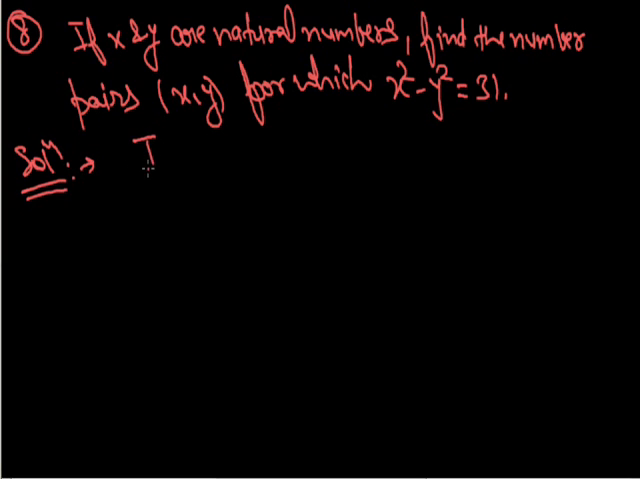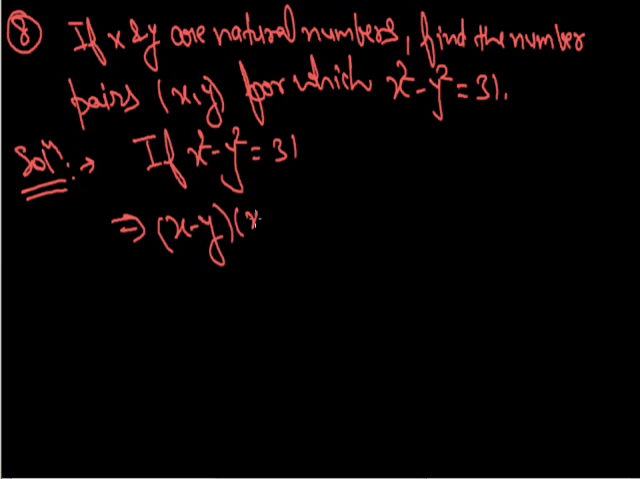Now it is given to us that x square minus y square is equal to 31. By factorizing x square minus y square, we have (x minus y) into (x plus y) is equal to 31. Now as we know that x and y both are natural numbers, the factors of 31 may be such that one of them is x minus y and the other is x plus y. The lesser will be x minus y, and the one whose value is more than x minus y will be x plus y.